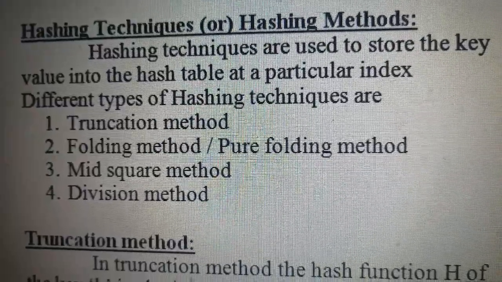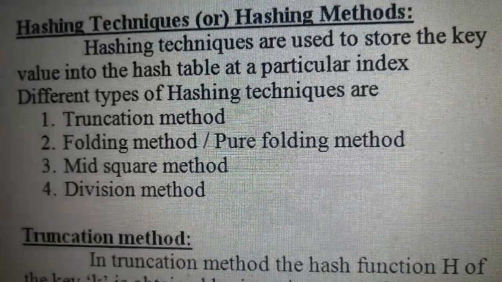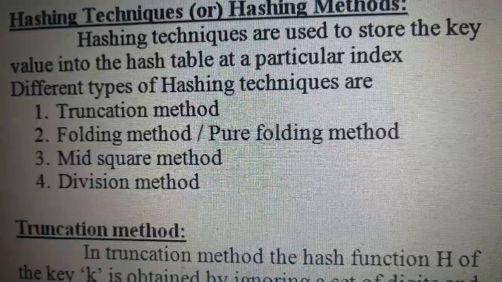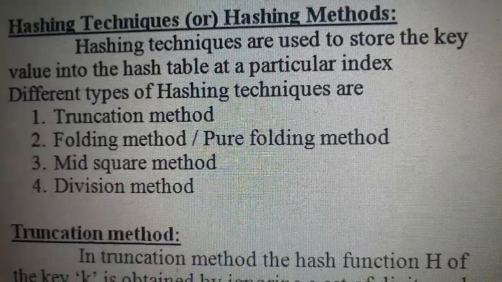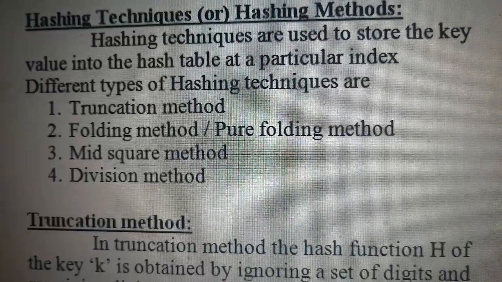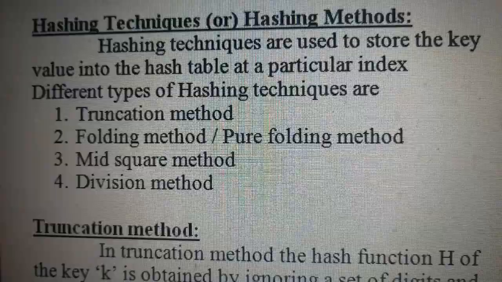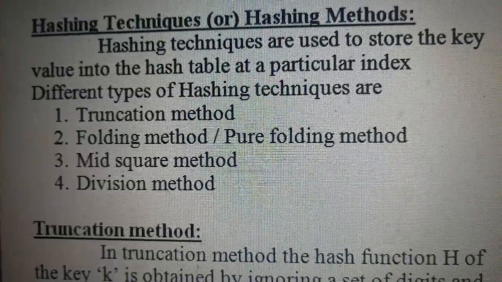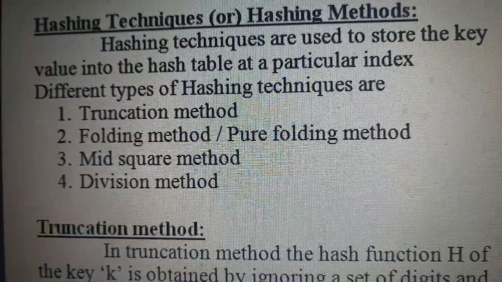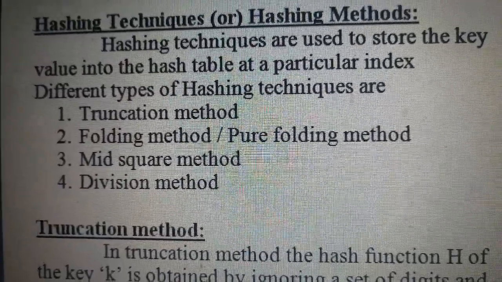Now, what are the types of hashing techniques? Primarily we have 4 types. One is the truncation method, the second is the folding method or pure folding method, the third is the mid square method, and the fourth is the division method. Among these 4 methods, the one used most regularly is the division method, which is easier and very simple to implement in order to obtain the index.